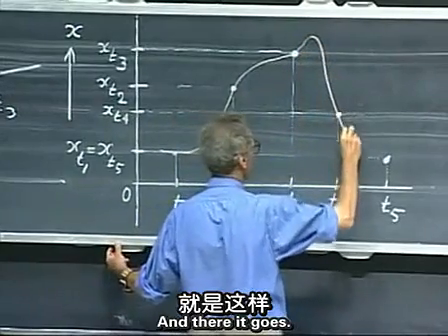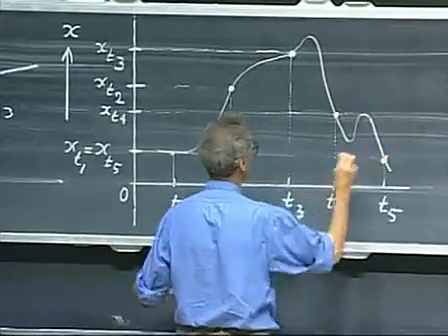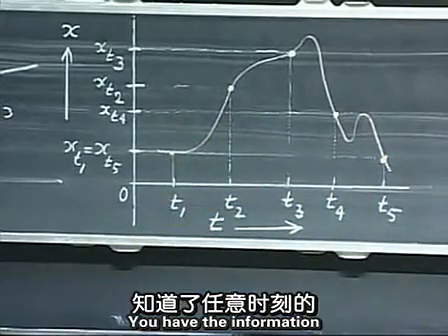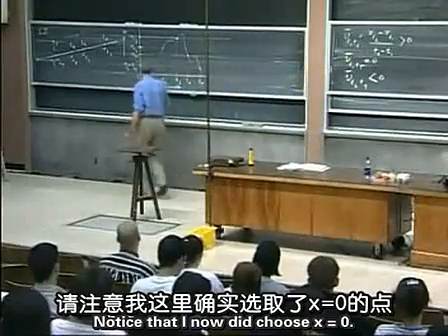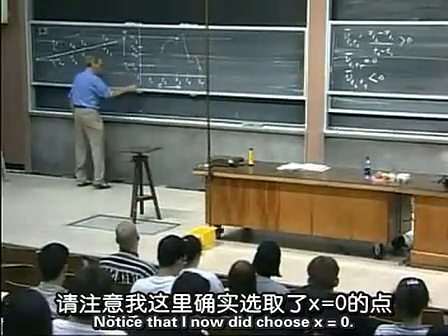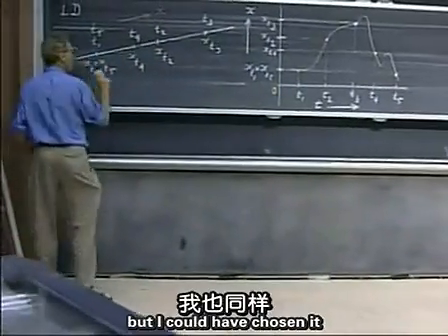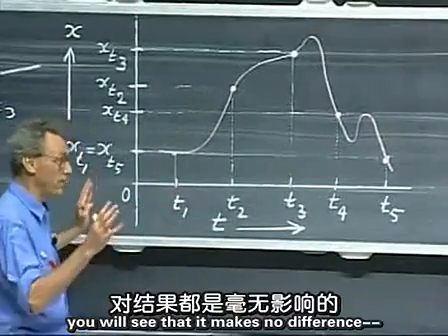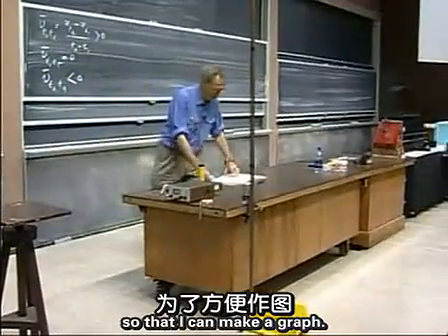There it goes. Voila. This is now information that is way more. You have the information at any moment in time. Notice that I now did choose x equals 0. I chose it somewhere here. But I could have chosen it at any other point. For whatever follows, you will see that it makes no difference. So I have chosen a 0 point so that I can make a graph.